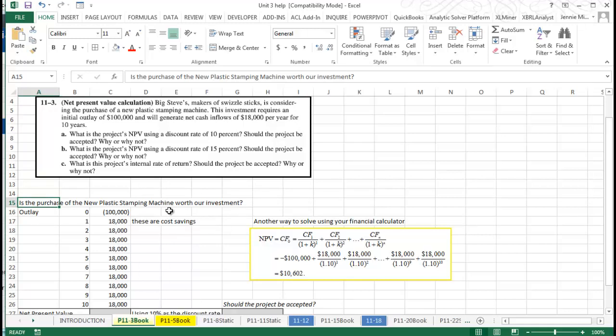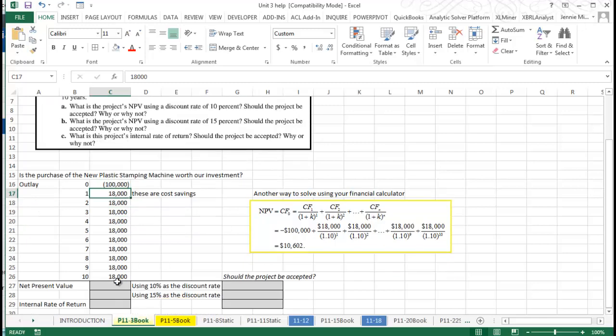The reasons why we would purchase a new machine would be because perhaps it's less maintenance. It could be that it's going to save us money, with some cost savings, and that's probably what this $18,000 per year for 10 years is. So the initial outlay of the stamping machine is $100,000, and then for the next 10 years we're going to receive $18,000 in cost savings.